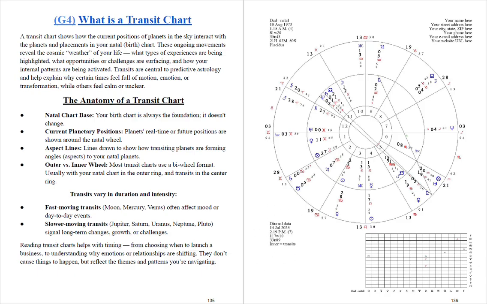Their influence is less about daily mood and more about long-term shifts in directions and perspectives. Because of their durations, slower transits tend to mark important chapters rather than just little isolated events.